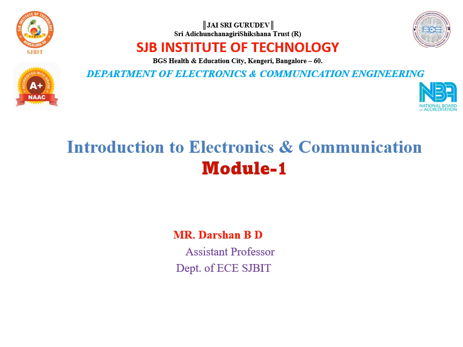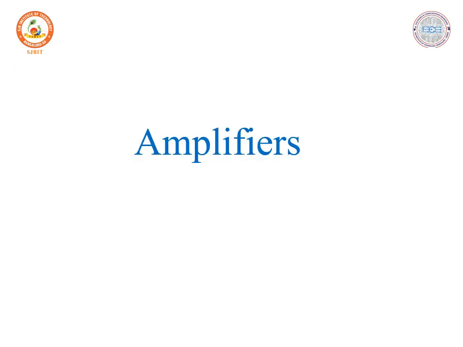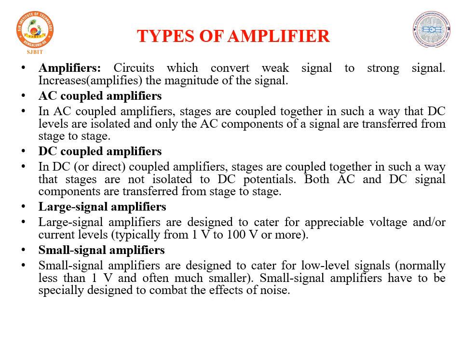So today we are going to discuss some topics from Module 1 on Introduction to Electronics and Communication. So today we are going to discuss amplifiers. An amplifier is a circuit which converts a weak signal to a strong signal, to increase the amplitude of the signal.